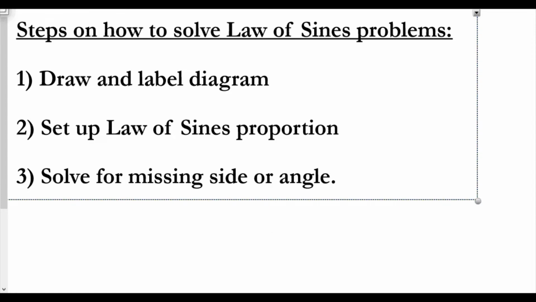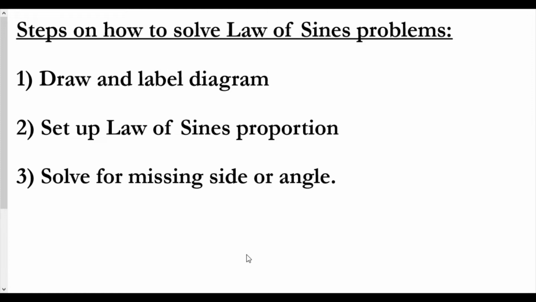So we're continuing with our practice of law of sines. Here are the steps we're going to use to solve law of sines problems. First, always draw and label a diagram, set up your law of sines proportion, and then of course solve for the missing side or angle. The proportion is important, but draw the diagram because it tells you what the matching numbers are. It's very easy to misplace the numbers or put them in the wrong place and therefore get the wrong equation. So let's practice a few problems.